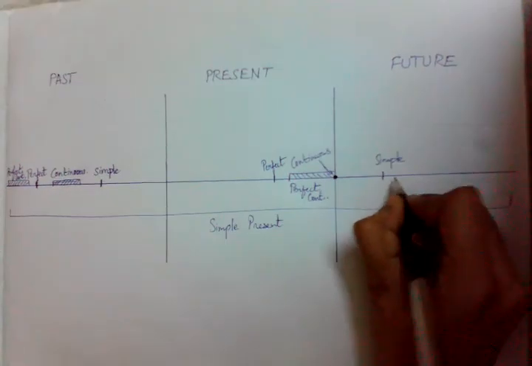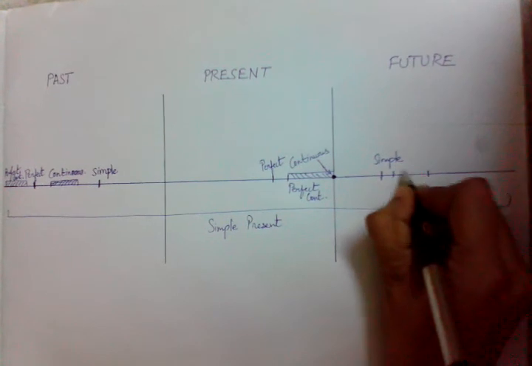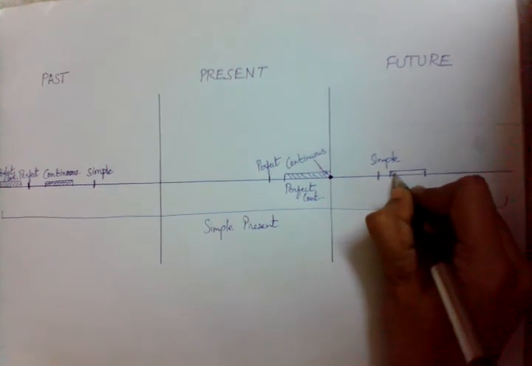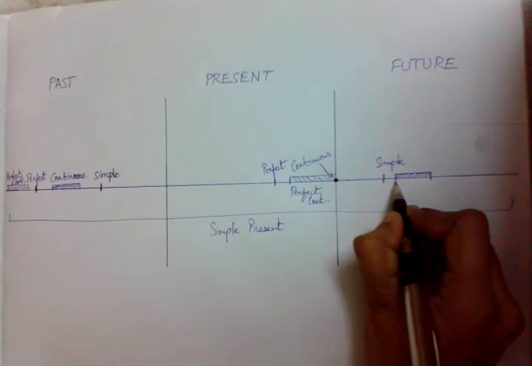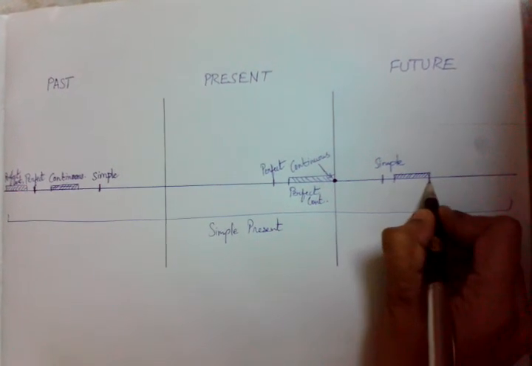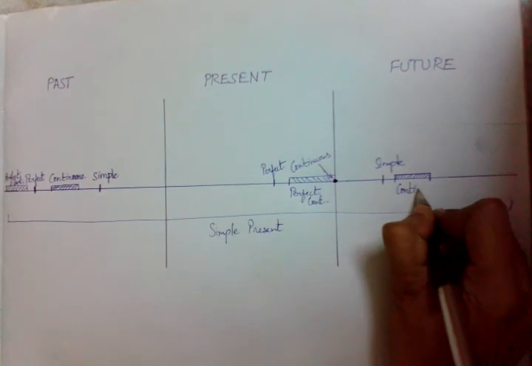So I can mark a duration here any time in the future. So let me put it from here till here and shade it. So she will be going to school from this point of time till this point of time in the future. So this is the future continuous tense.